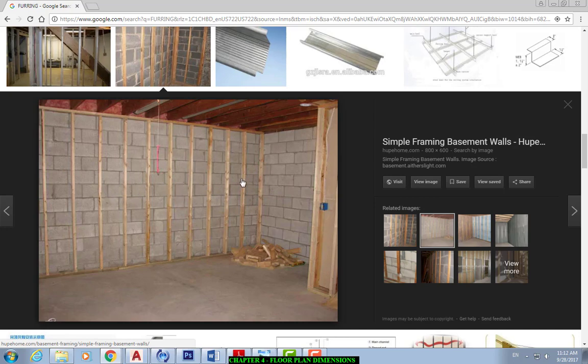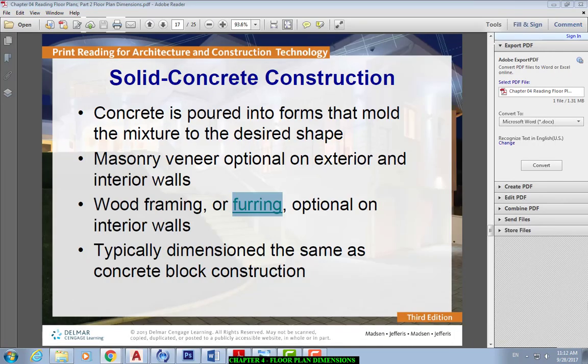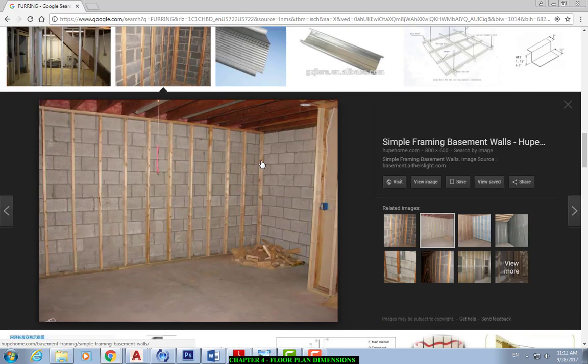It looks nice. So this is furring, and the book talks about it. I just wanted to show you what it is. In furring, when you fur a room or a building, the CMU is holding the structure. This is just for the purposes of insulating or putting a material on the inside.